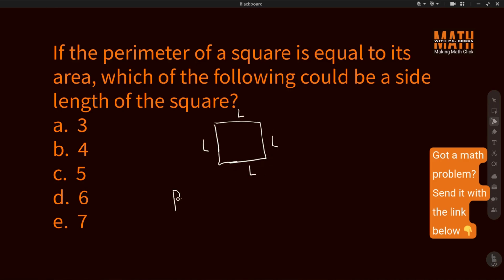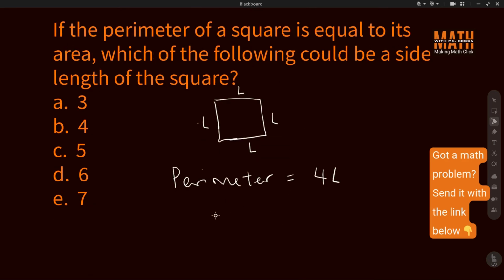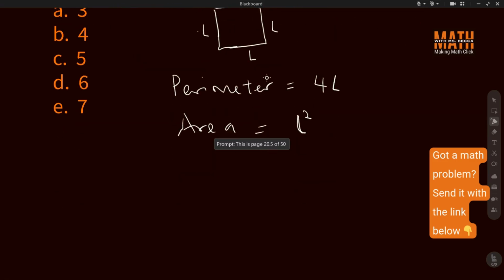The perimeter of a square is equal to 4L because we add each side. And now the area of a square is L times L, that is L squared. Now, the question says the perimeter of the square is equal to its area. That means 4L is equal to L squared.